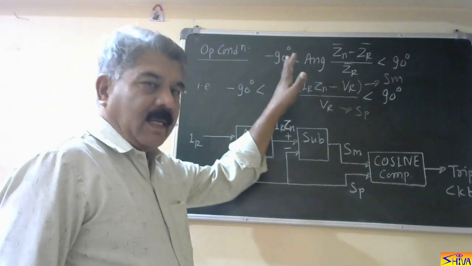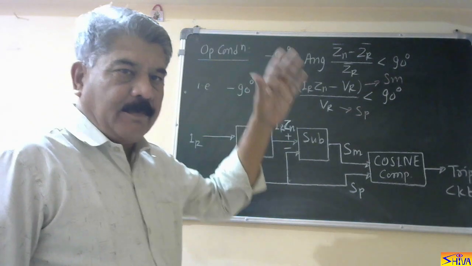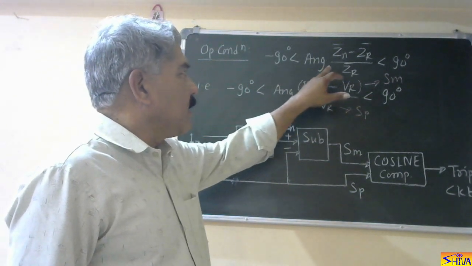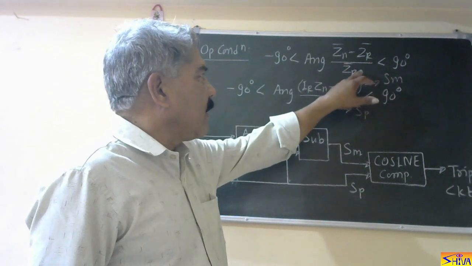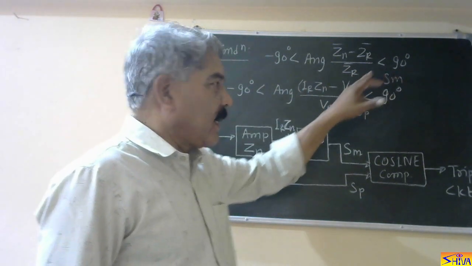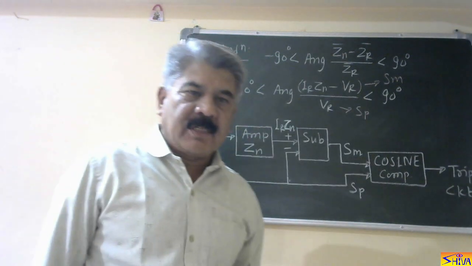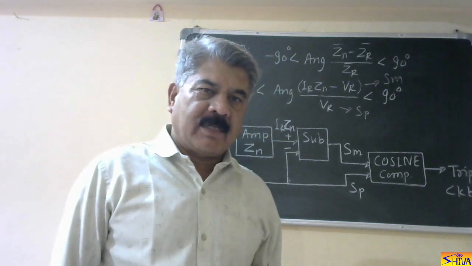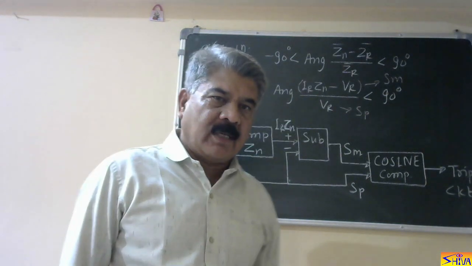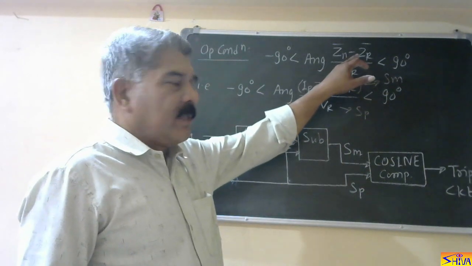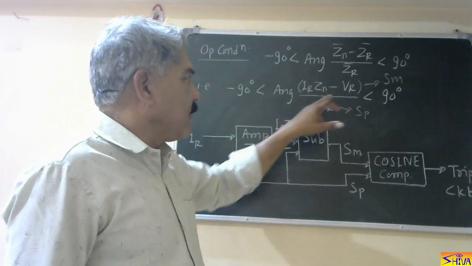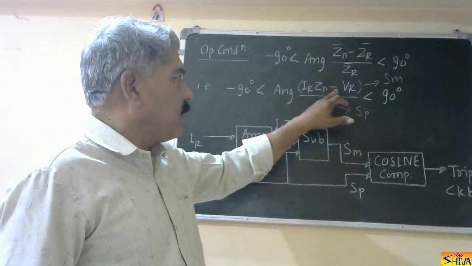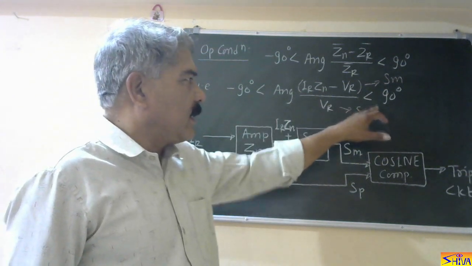When we combine the conditions for the upper half and lower half, we get this: minus 90 degrees should be less than the angle of Zn minus Zr with respect to Zr, which should be less than 90 degrees. Now Zr is the impedance measured by the relay, equal to VR upon IR, where VR is the voltage measured by the relay and IR is the current through the relay. We replace Zr with VR upon IR, so we get this condition: minus 90 degrees should be less than the angle of (IR Zn minus VR) with respect to VR, which should be less than 90 degrees.